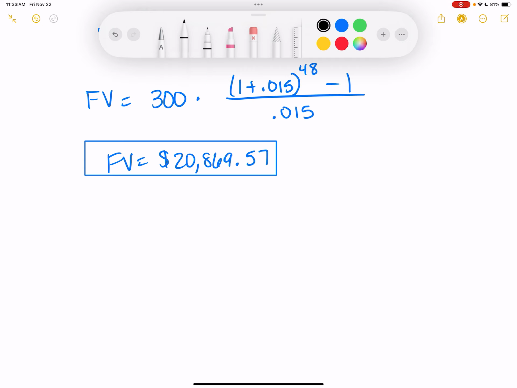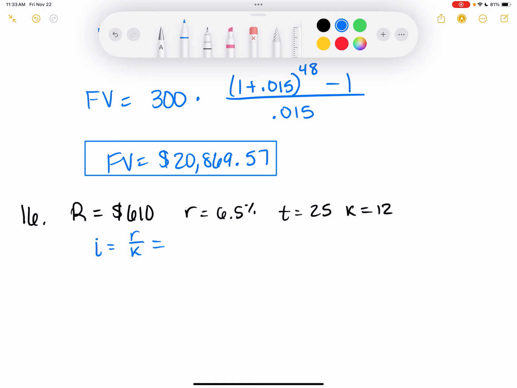Number 16. R equals $610. Little r is 6.5%. T equals 25 and K equals 12. All right, so I first find R over K. So 0.065 divided by 12. What do I get when I do that?